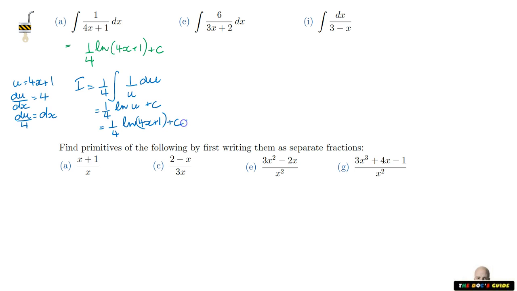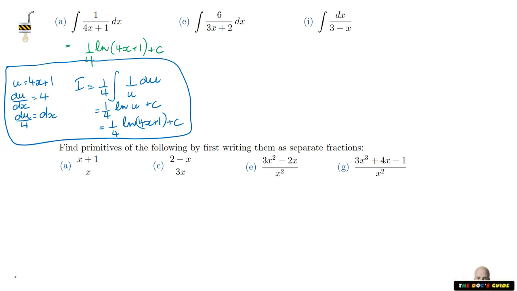plus c. We had to go back to the original variable because this was an indefinite integral. It didn't have limits, which would let us eliminate the need to go back to the original variable. So this is the formal method of doing that integral above. It's obviously slower than thinking about it, but like I said, it's good to have a backup just in case a question becomes really complex.